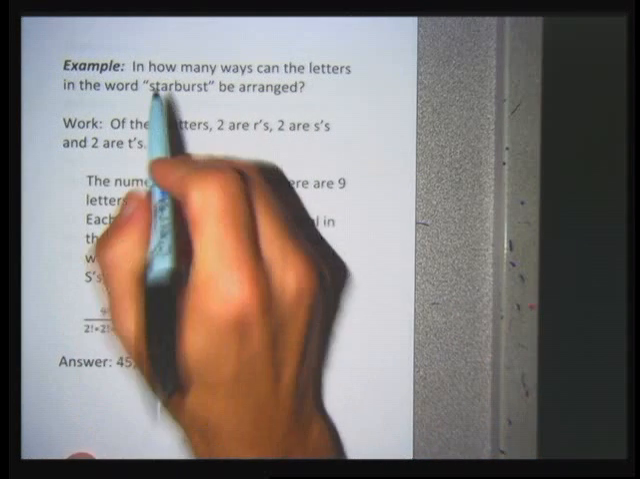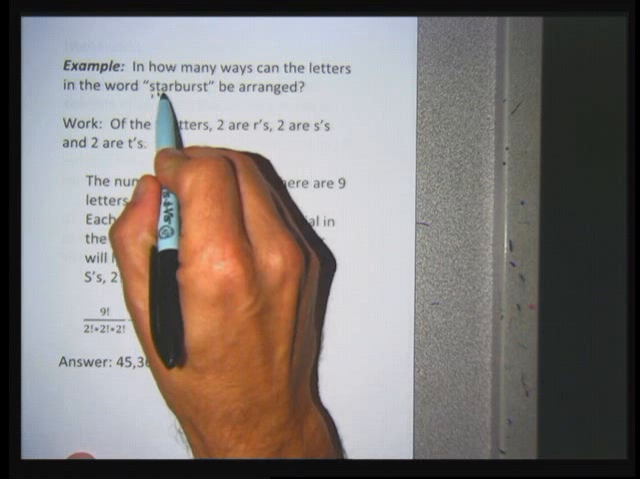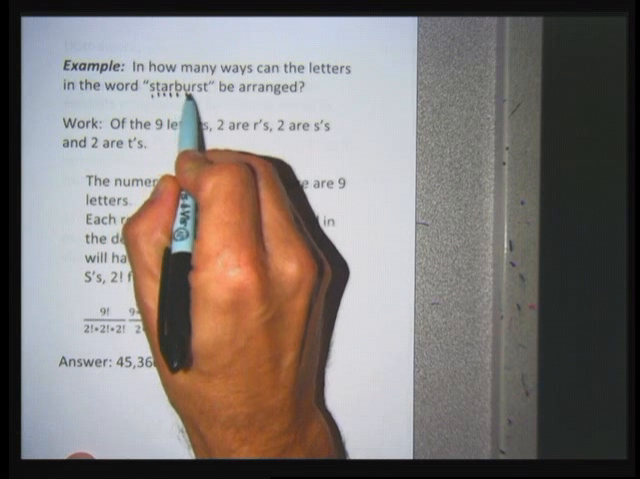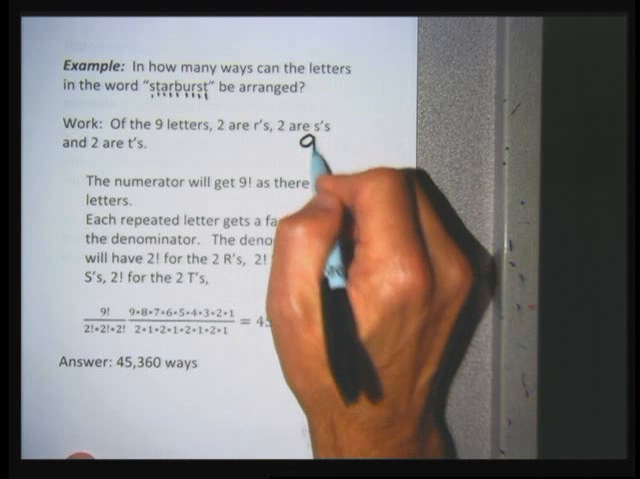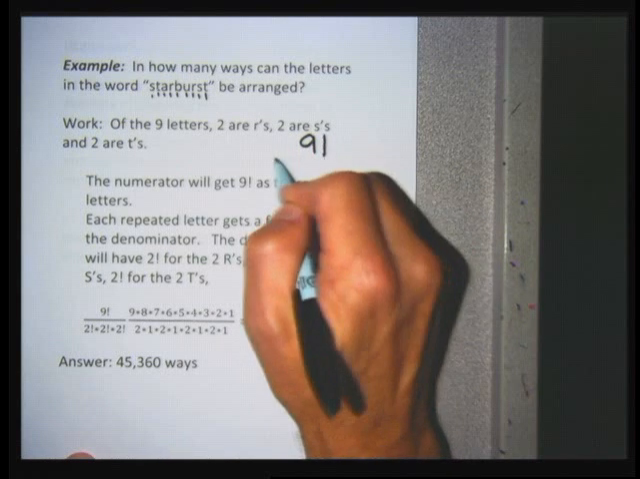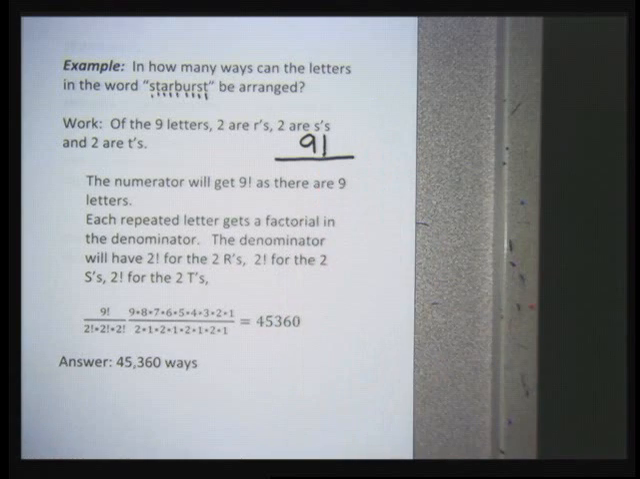Well, let me count how many letters there are. 1, 2, 3, 4, 5, 6, 7, 8, 9. So in my numerator, there's going to be a 9 factorial because that's the total number of letters. Now I look for duplicates.